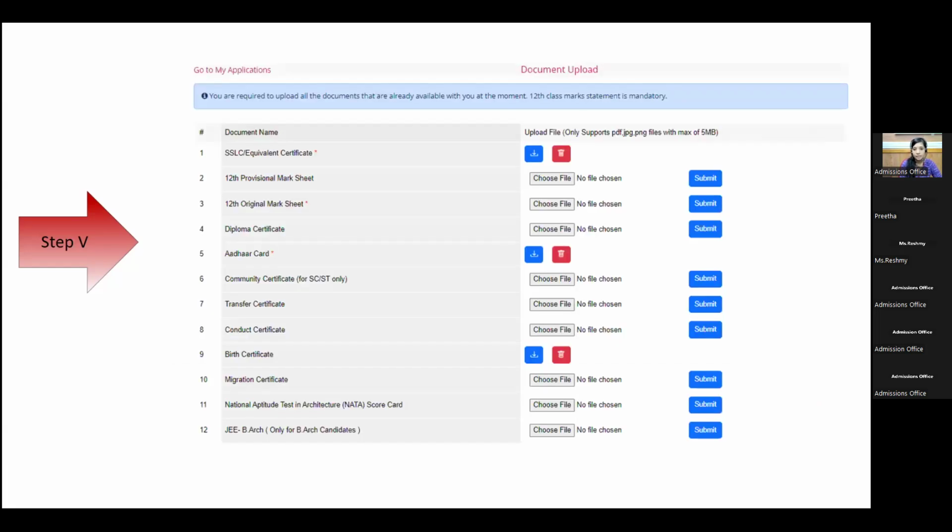The final step in the registration process is document upload. You'll be required to upload your class 10th, 12th, Aadhaar card, TC, conduct certificate, etc. So right now, if you don't have the class 12th mark sheets, you can upload the other documents, okay, class 10th, Aadhaar card, etc.